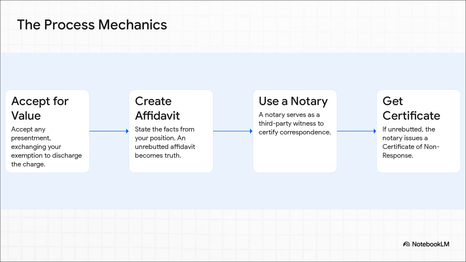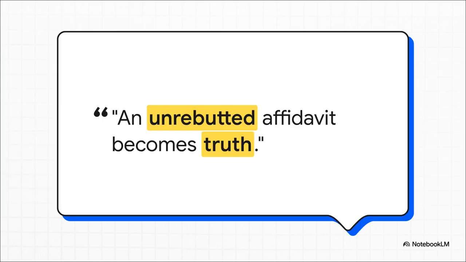Step 2, you create a sworn affidavit of truth, which lays out your facts of the matter. Step 3, you use a notary public as a third-party witness to certify all the documents. And finally, Step 4, if the other party fails to rebut your affidavit point by point, the notary can then issue a certificate of non-response. This is claimed to establish their dishonor and make your version of the facts the undisputed truth on the record. And this right here gets to the absolute heart of why this process is considered so powerful. The underlying principle is that in commerce, silence is agreement. If you make a sworn statement of facts and the opposing party doesn't challenge it, your version of the story becomes the legally binding truth.